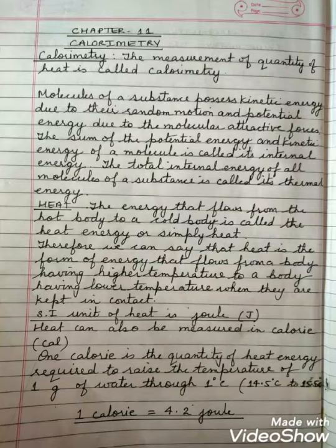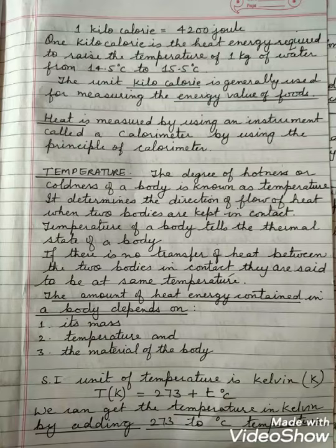1 calorie is equal to 4.2 joule. 1 kilocalorie is equal to 4200 joule. 1 kilocalorie is the heat energy required to raise the temperature of 1 kg of water from 14.5 degrees Celsius to 15.5 degrees Celsius. Heat is measured by using an instrument called a calorimeter, by using the principle of calorimetry.